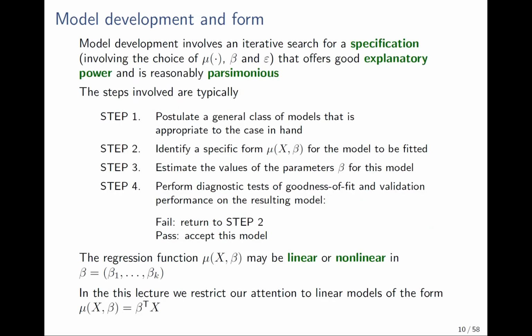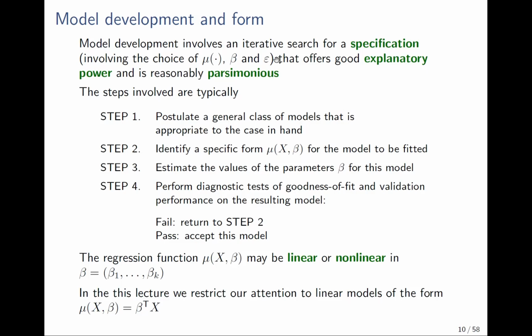So, model development and form. How do we proceed in regression analysis? Well, we want to develop a model, and essentially this involves an iterative search for a specification, an ideal specification, or the best specification we can achieve. And that involves the choice of mu, beta, and the error term. Or not the error term, but assumptions about the error term. And we want to find a form that offers good explanatory power and is reasonably parsimonious.